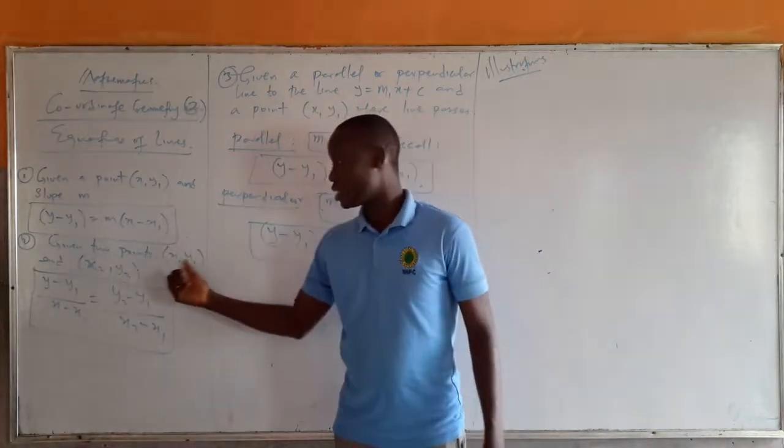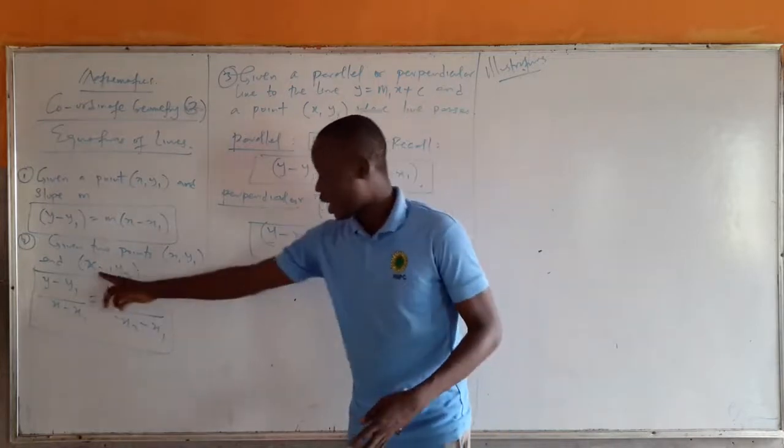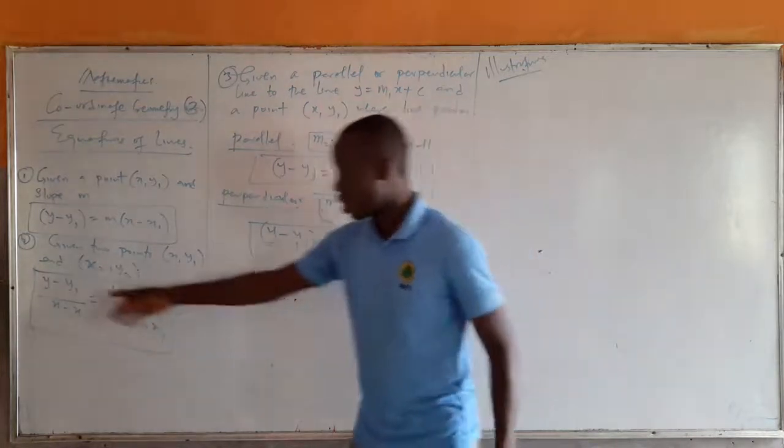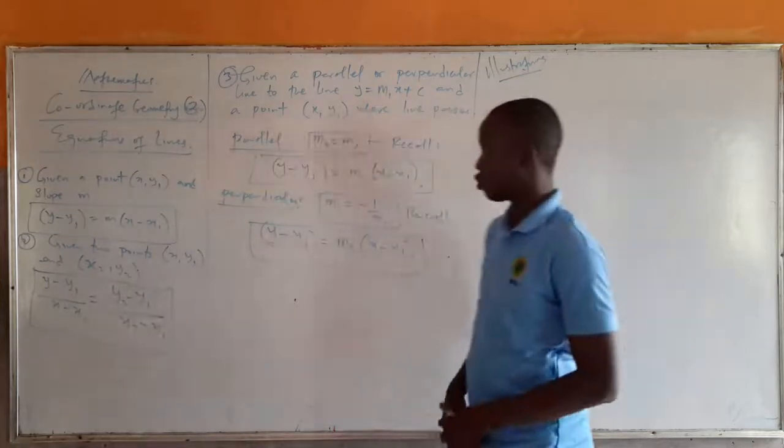Then when we are given 2 points, we are not given slope here, we are just given 2 points. We are given (x1, y1) and (x2, y2). The equation of the line will be (y - y1)/(x - x1) = (y2 - y1)/(x2 - x1).